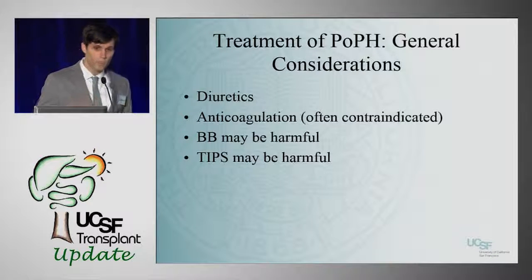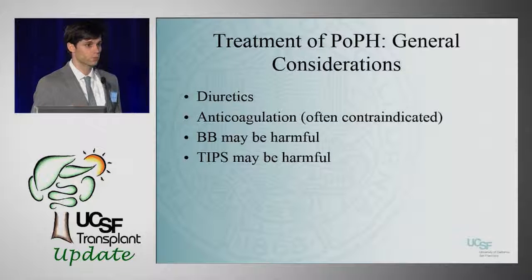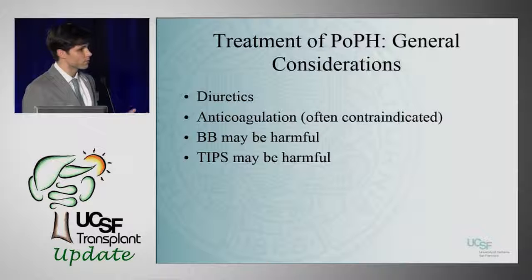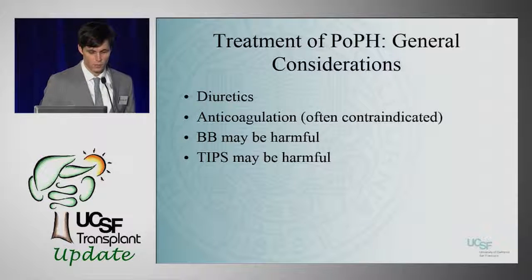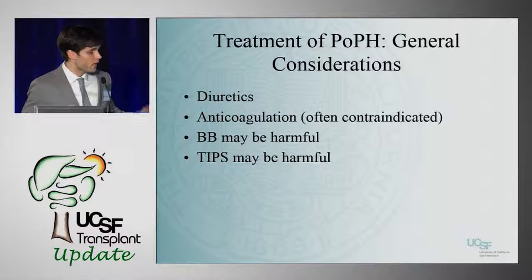So we anticoagulate idiopathic pulmonary hypertension all the time because they're at increased risk for forming thrombus inside the pulmonary arteries. In liver patients, it's almost always contraindicated due to either coagulopathy or thrombocytopenia. But if you have a patient who is not severely coagulopathic or thrombocytopenic, it is something to consider because at least in idiopathic pulmonary hypertension, anticoagulation has been shown to improve survival.